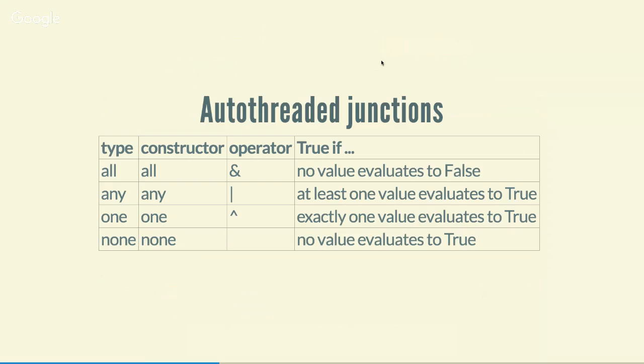You can make them with a constructor, which is all, any, one, or none. Or for the first 3, you can use an operator between your values to create a junction, like we did. Oops, something happened. I think I pressed something here.